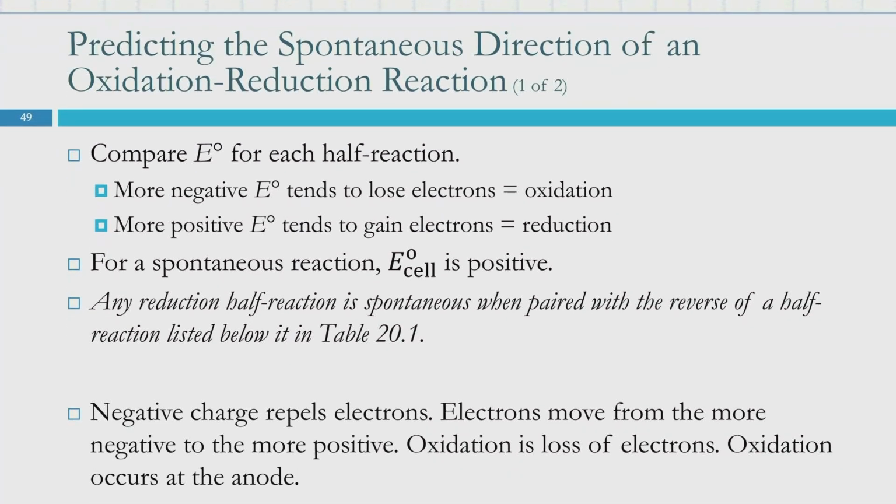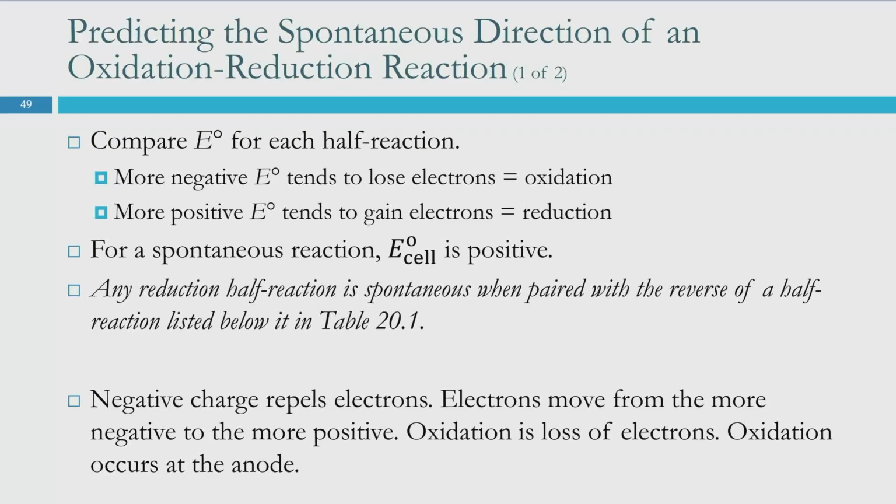We can predict spontaneous direction for an oxidation-reduction reaction. So we're going to compare our standard cell potential for each of our half reactions. The more negative cell potential tends to lose electrons. Oxidation is loss of electrons, and reduction is gain of electrons. That's going to be our more positive standard cell potential.